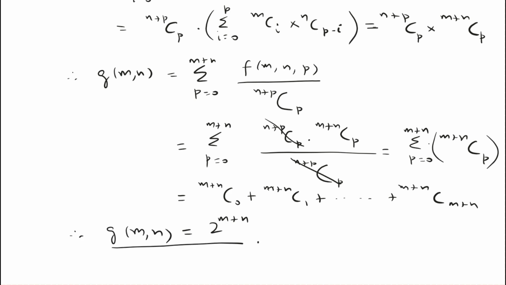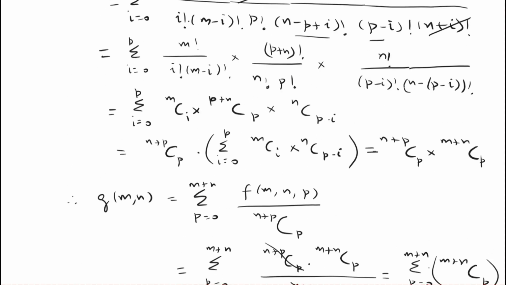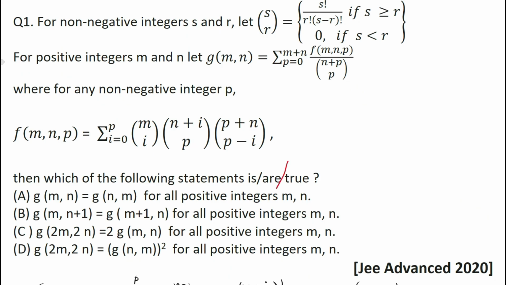Now we are ready to check the options as to which of these are going to be the correct answers. So when you look up the options, in the case of the first option, it becomes 2 to the power m plus n on the left hand side, and it becomes 2 to the power n plus m on the right hand side, which are both equal. So option A is correct. In the second option, we find the left hand side becomes 2 to the power m plus n plus 1, and the right hand side becomes 2 to the power m plus 1 plus n. Again they are equal. So the second option is also correct.